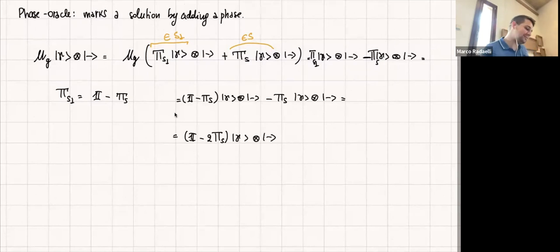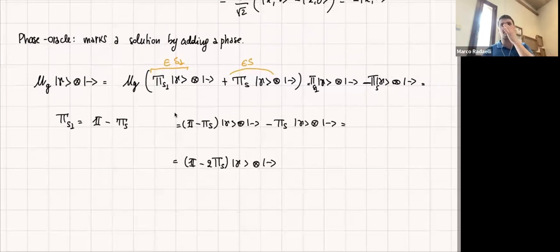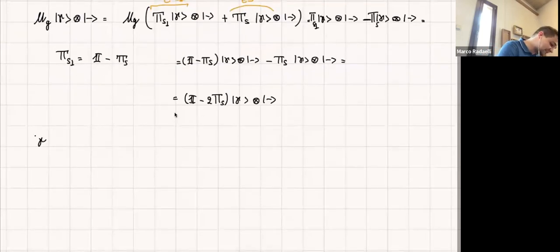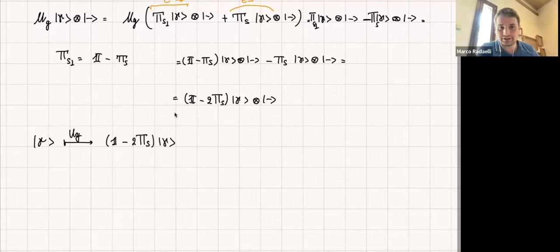Can anyone see what's the geometrical meaning of this thing? If I start from gamma tensor minus, ignore the minus. Since the minus is always left unchanged, we can completely ignore its existence. So we start with the gamma state, and we are mapped by UG to a state which is the identity minus 2 pi of s, gamma. That's a reflection along some axis. Which axis? That's all a game of reflections. Any ideas of what kind of reflection this is?